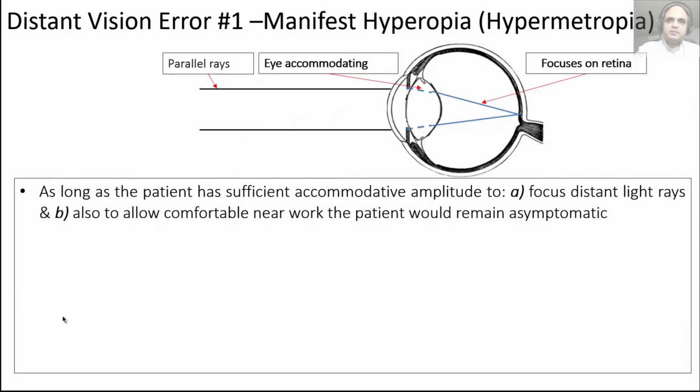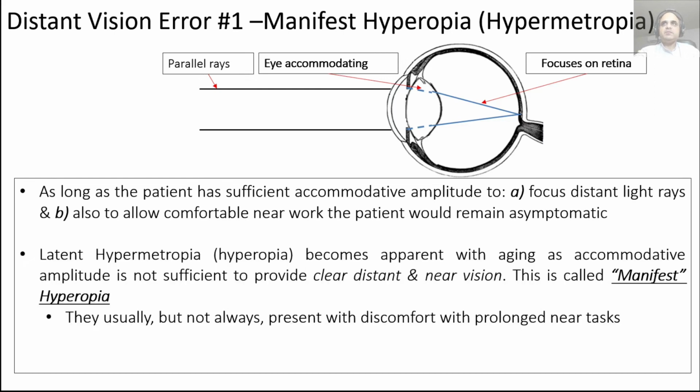As long as these patients have sufficient accommodative amplitude to focus distant light rays and also to allow comfortable near work, they would remain asymptomatic. But as they grow older, the accommodative amplitude decreases, simply because the ciliary muscles are getting weaker, and their latent hypermetropia would become apparent, or symptomatic, when there isn't enough accommodative amplitude left to provide clear near and distant vision.